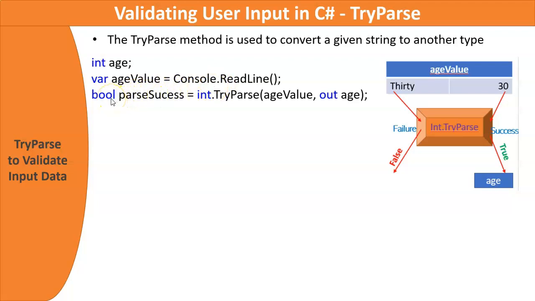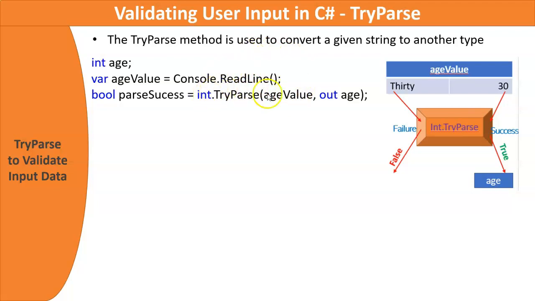Let's consider this statement. I have a Boolean type variable, parse success, on the left hand side. And then on the right hand side, if you look in, I am using the TryParse method. The TryParse method is attached to a data type. It is int.TryParse. So what does this actually do? This is used to convert a string to another type of data. So this method will try to parse or convert some type of data into integer type of data.